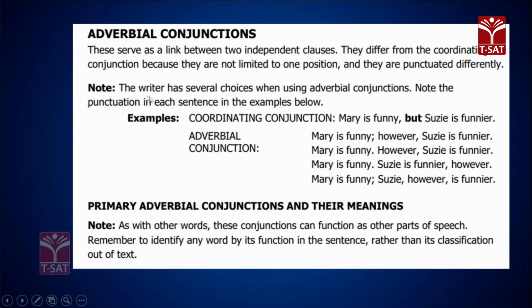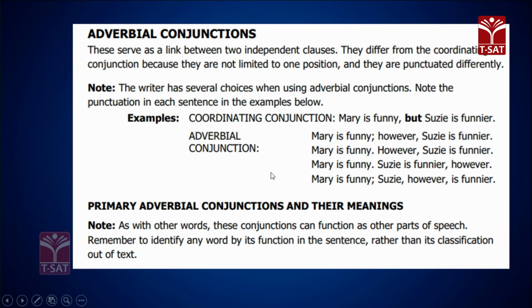See here, the writer has several choices when using adverbial conjunctions. Note the punctuation in each sentence in the examples below. Coordinating conjunction: Mary is funny, but Susie is funnier. Adverbial conjunction: Mary is funny; however, Susie is funnier. Second context: Mary is funny; Susie, however, is funnier. Third context: Mary is funny; Susie is funnier, however.